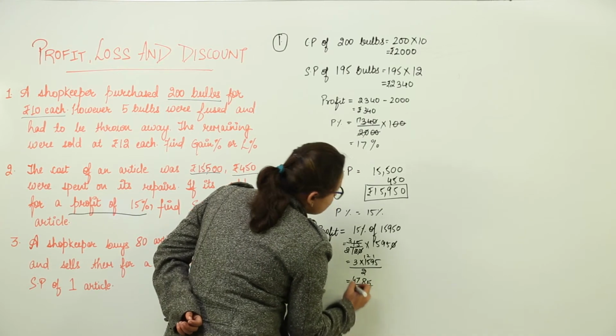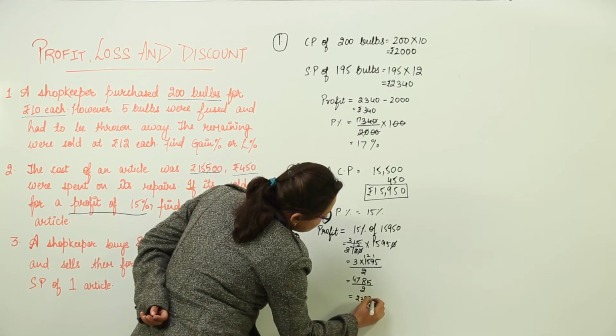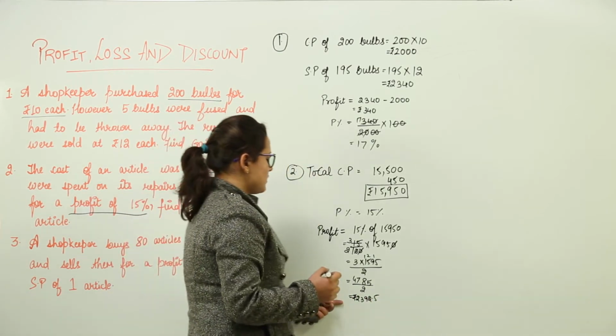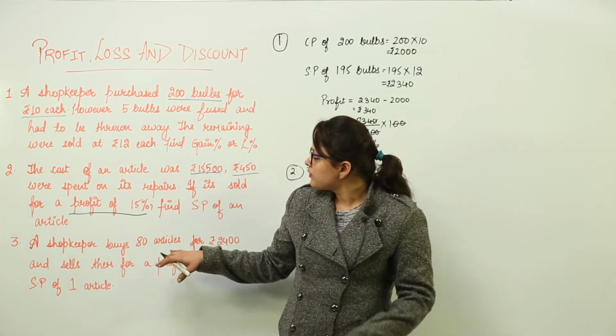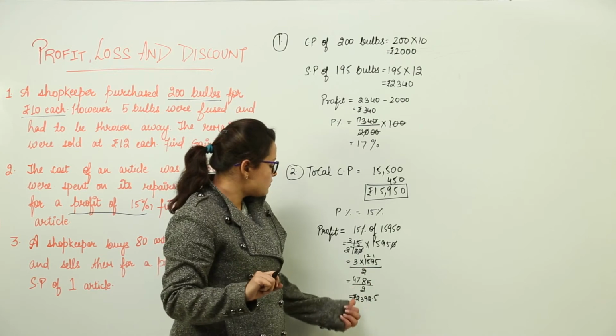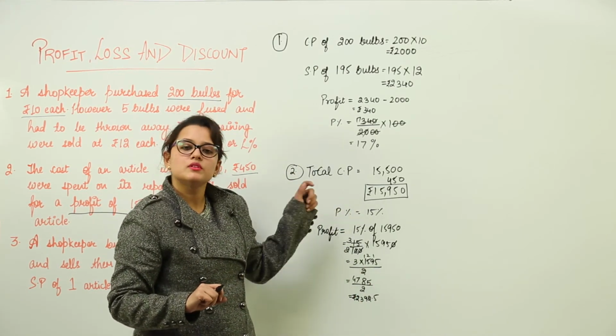So you get a profit of 239,292.5 rupees. Now this is the profit that has been earned. What we have to find out? We have to find out the SP of the article. Because we have the profit also, we have the CP also. Can we find out the selling price?